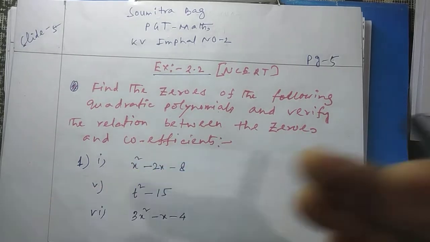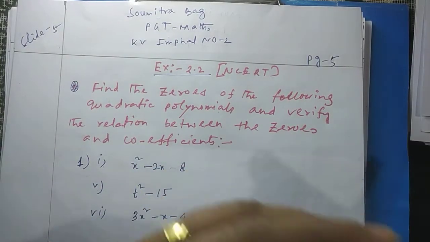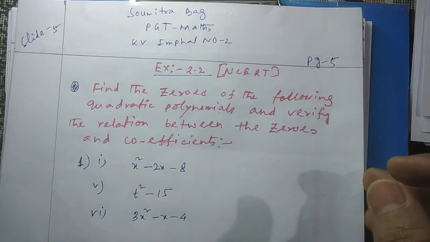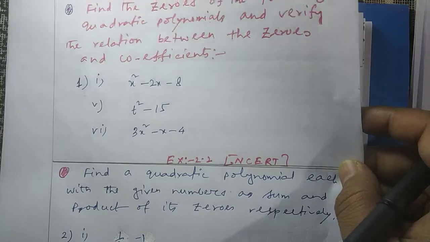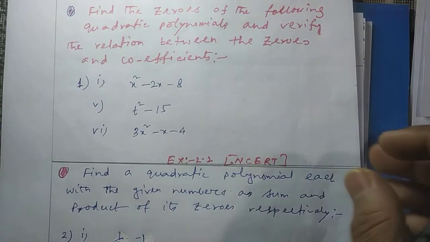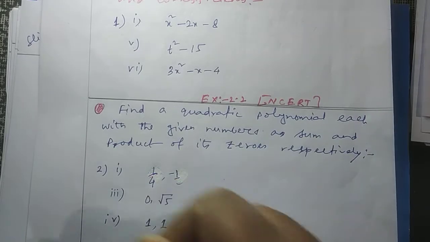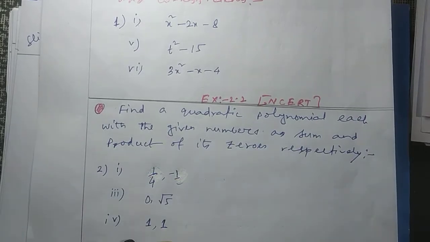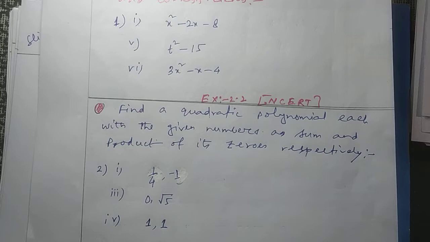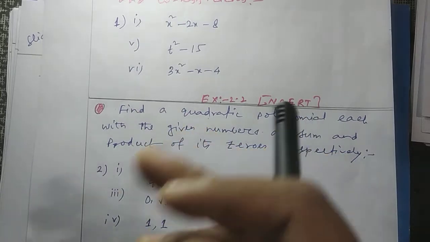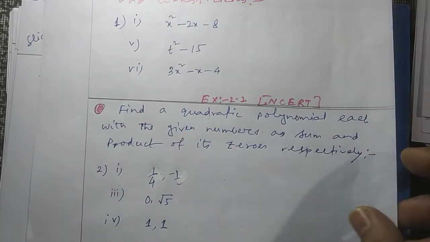In the last video already you have solved some questions from the exercise 2.2, correct? Now today in this video we are going to finish the exercise. In this video we shall solve question number 2, Roman 1, Roman 3 and Roman 4 from the same exercise 2.2. Then it will be completed almost.